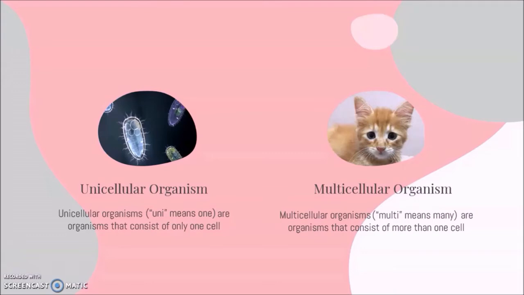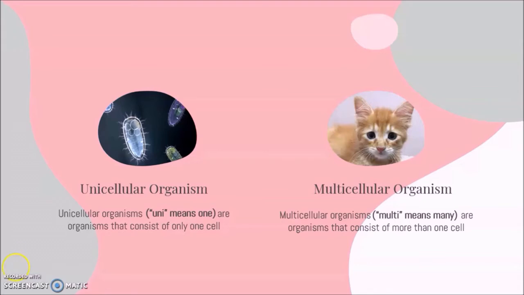There are two types of organisms: unicellular organisms and multicellular organisms. Unicellular organisms are organisms that consist of only one cell, where uni means one, while multicellular organisms are organisms that consist of more than one cell, where multi represents many.